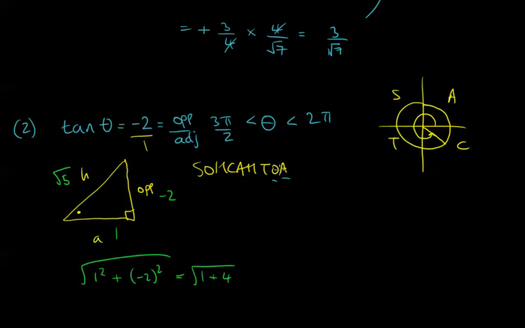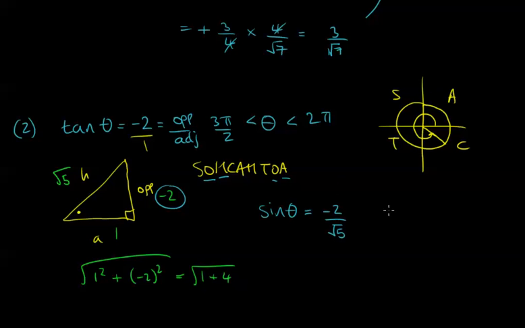Now let's work out sine and cos. Right, sine. So we've got all the sides. That's √5. That's -2. That's 1. Sine is opposite divided by hypotenuse. Opposite is -2. So sine of theta. Oops, let me do it again. Sine of theta is opposite, which is -2, divided by the hypotenuse, which is √5.